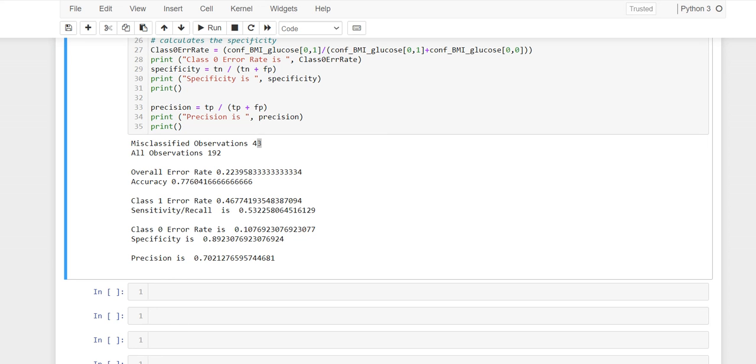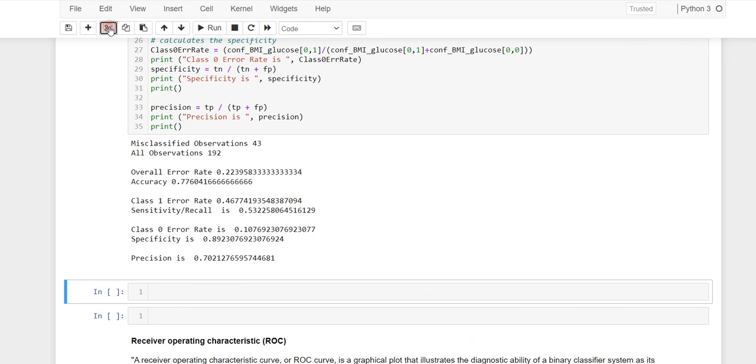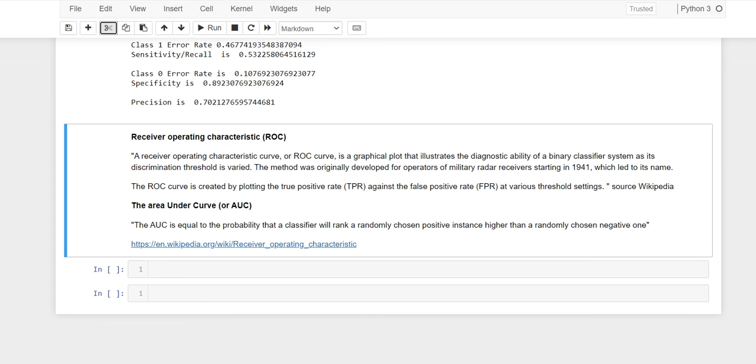That is where the receiver operating characteristic, ROC, curves come into play. A receiver operating characteristic ROC curve is a graphical plot that illustrates the diagnostic ability of a binary classifier system as its discrimination threshold is varied. It was first used in signal detection theory, but is now used in many other areas: radiology, medicine, natural hazards, and of course, machine learning.